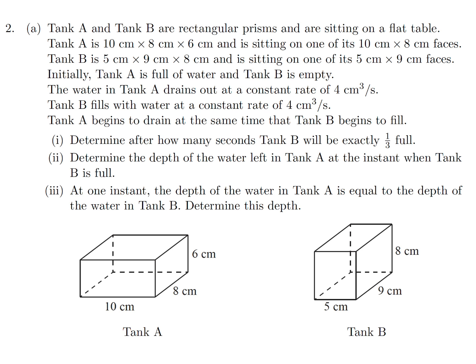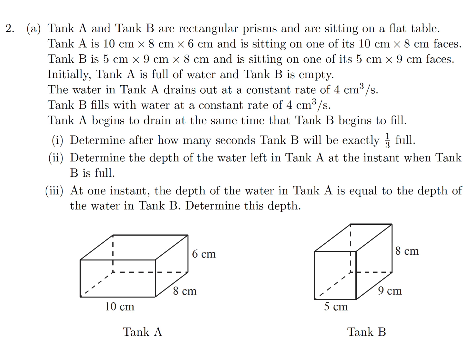Tank A and Tank B are rectangular prisms and are sitting on a flat table. Tank A is 10 by 8 by 6, sitting on one of its 10 by 8 faces. Tank B is 5 by 9 by 8, sitting on one of its 5 by 9 faces. Initially, Tank A is full of water and Tank B is empty.